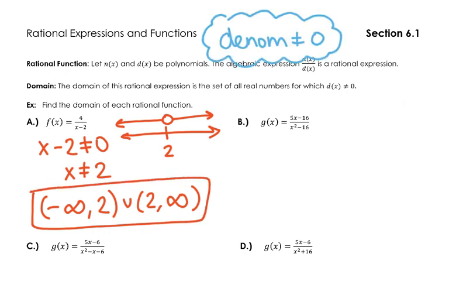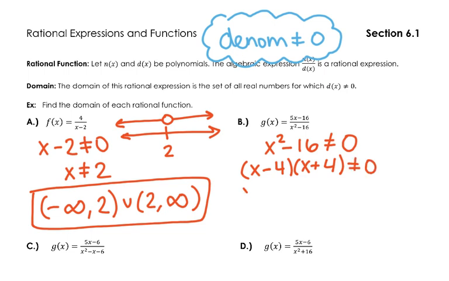For part B, you're trying to figure out all of the values that would cause your denominator to equal 0, and you want to remove them. So if you solve this by factoring, you would get x minus 4 times x plus 4 is not allowed to equal 0. So you can say x minus 4 is not allowed to equal 0, and x plus 4 is not allowed to equal 0. So x is not allowed to equal 4 or negative 4.